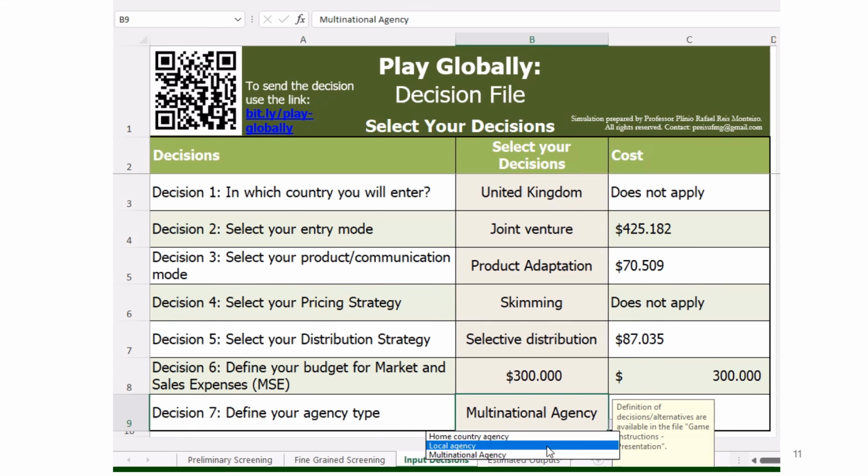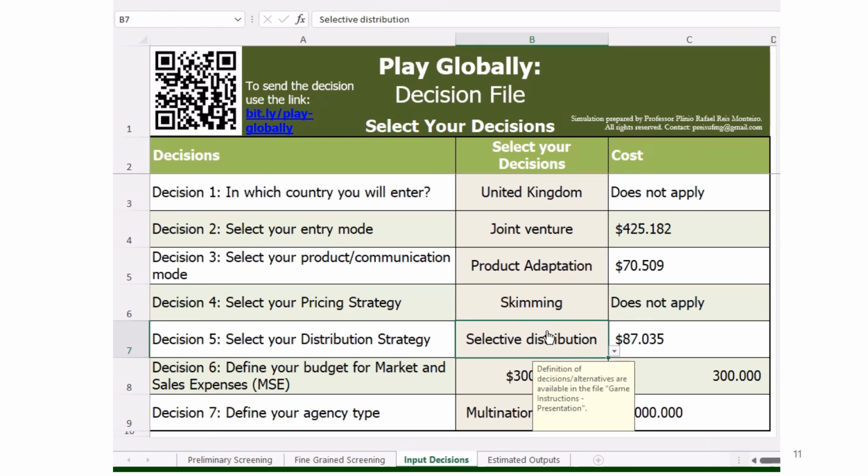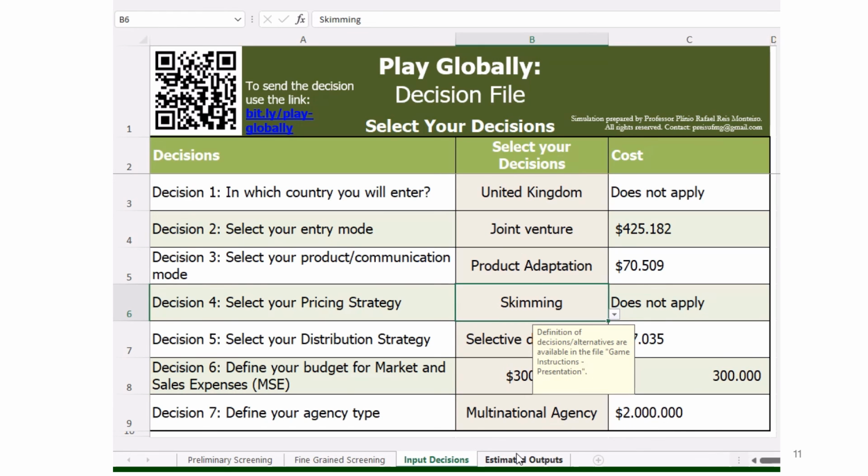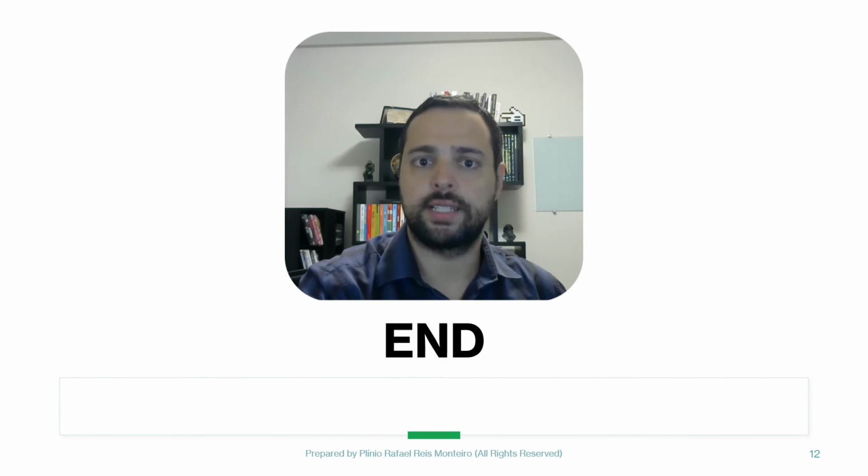I may think that is too much for hiring a multinational agency, and then I can look to a local agency, or I may believe that since I'm entering a very attractive country, it's worth it to go and use a multinational agency. So if I believe that the market presents a huge potential, and that there are crucial differences between the home market and the target market, then I may choose the multinational agency. And that's it. I believe that choosing a multinational agency will be my choice. This was the last decision.